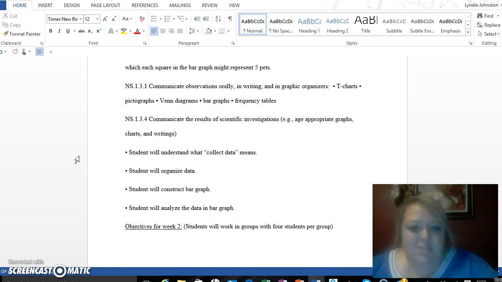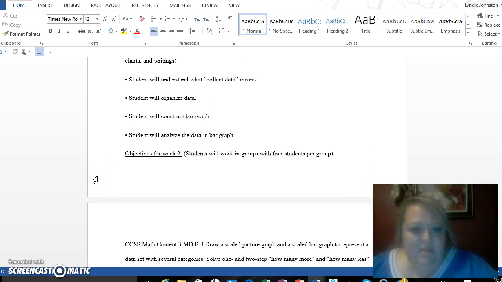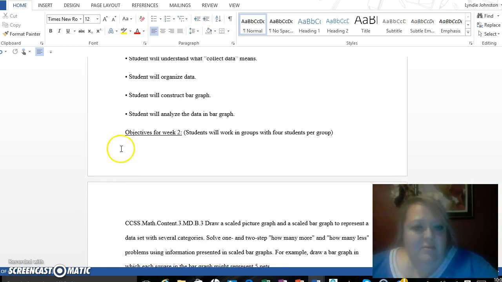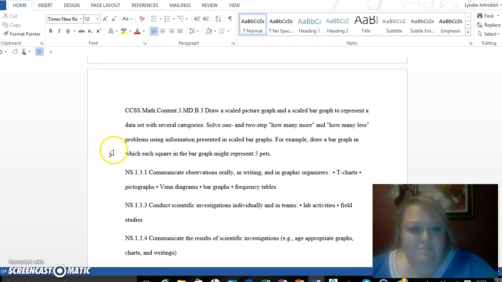The students will understand what collect data means. The students will organize the data. The students will construct a bar graph. The students will analyze the data in the bar graph. I'm going to assess the students' understanding by using thumbs up, thumbs down when I go over these objectives during the week. Objectives for week 2, the students will work in groups with 4 students per group.